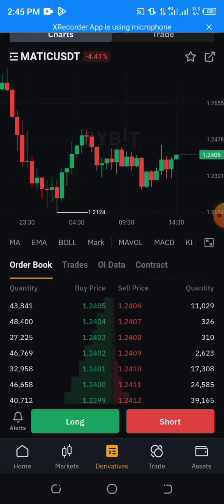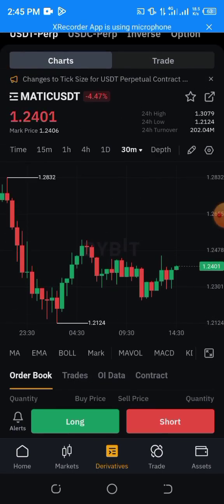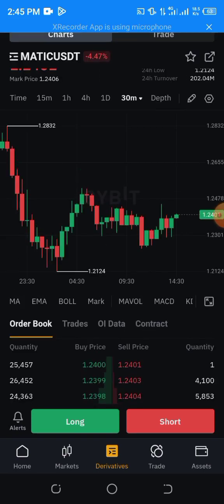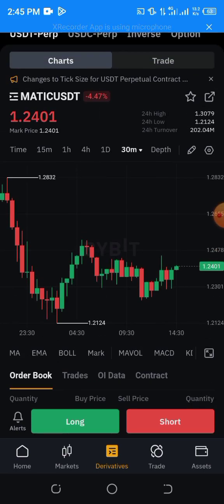And you can go in for a buy on Matic USDT, though it's not financial advice. You're advised to always do your research.